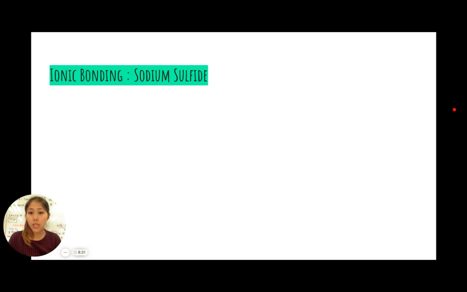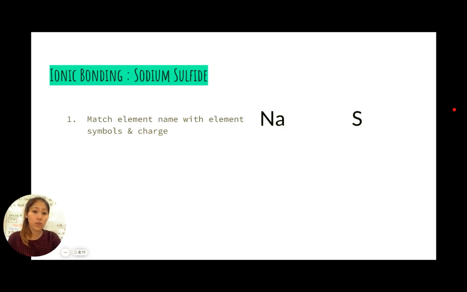The first example we're going to look at is sodium sulfide. So if we were to figure out the chemical symbol for sodium sulfide when we're given the name, this is what we do. The first step is to match the element name with the element symbols, right? So we know sodium has a symbol of Na, and sulfide is sulfur, has a symbol of S.